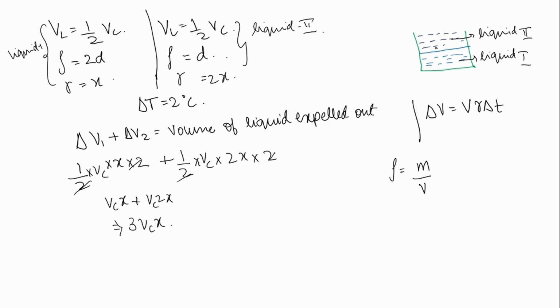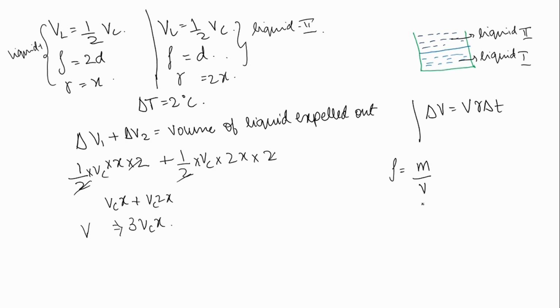So on heating, liquid 2 will expel out. Only after liquid 2 gets expelled out, then liquid 1 will get expelled. So we should consider the density of liquid 2. So now we'll replace it in this formula. We got the volume. This is the volume which is going to be expelled out.